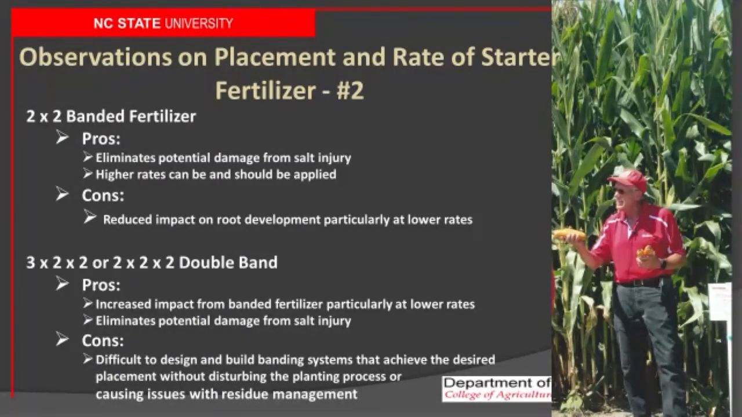Eliminate the potential damage. Again, it splits that potential salt entry. The cons, and we're going to talk about this, these systems to achieve the desired placement without disturbing the planting process are somewhat difficult. And it can cause issues where you've got high levels of residue in the soil. So these are some of the things that you've got to think about as you think about this critical question about rate and placement of a starter fertilizer to achieve your goal of better root development and consistent better yield.